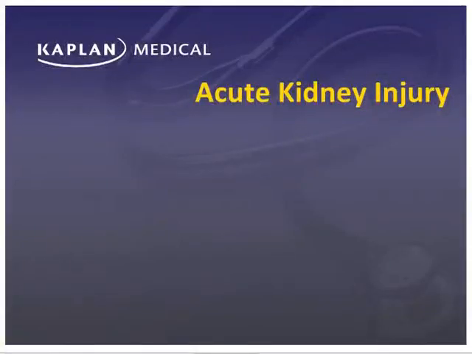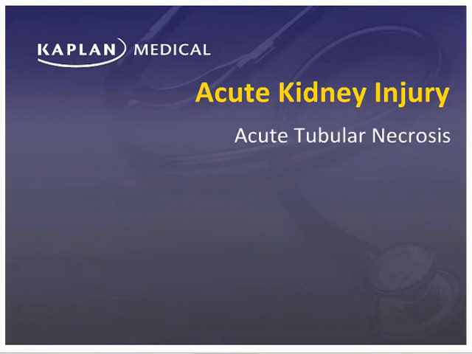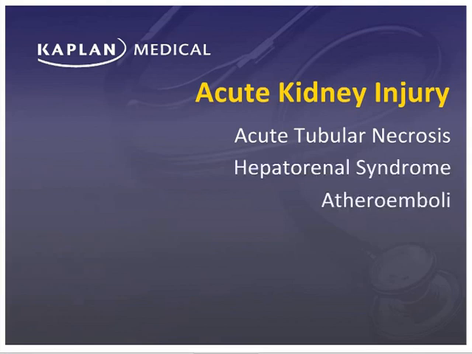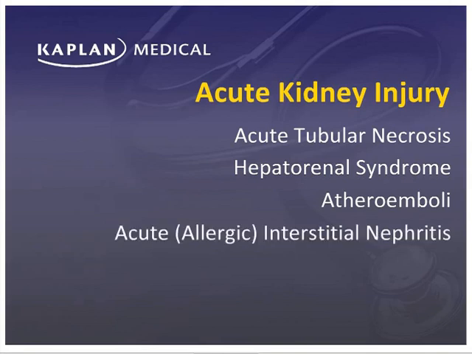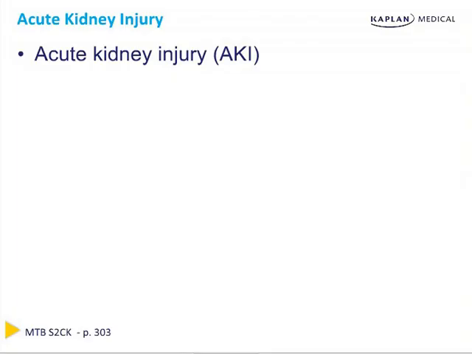Acute kidney injury is a common problem seen in hospitalized patients, so the diagnosis, workup, and treatment of AKI is extremely high yield for the USMLE Step 2. In this section, we'll discuss acute tubular necrosis, hepatorenal syndrome, atheroemboli, acute or allergic interstitial nephritis, and analgesic nephropathy.